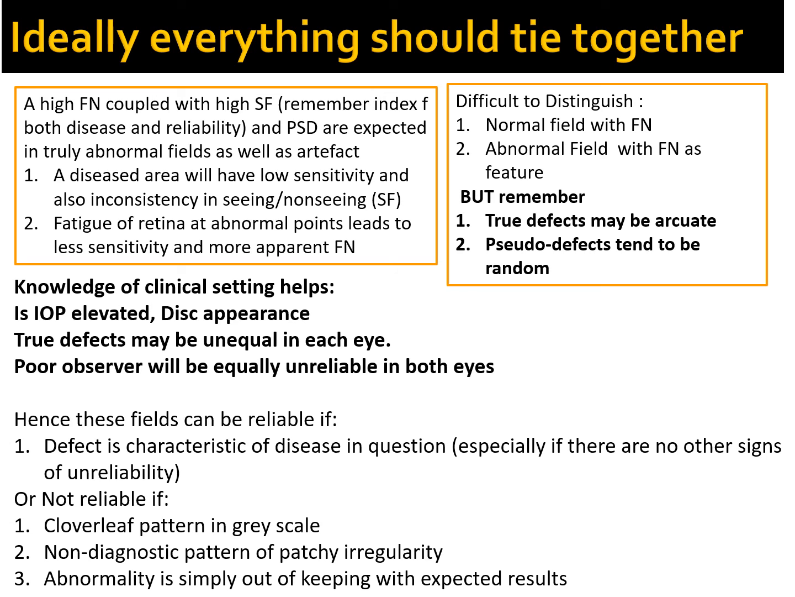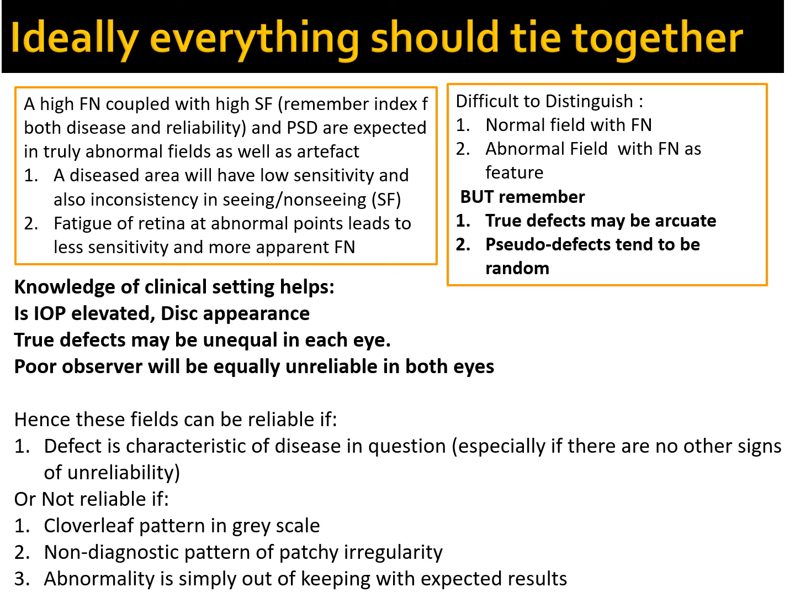So at the end of a field, everything should really tie together. And you have to think about how they all dovetail. A high false negative coupled with a high short-term fluctuation are expected in truly abnormal fields, but also as artifacts. So a diseased retina will have low sensitivity, but a fatigued retina will have abnormal points leading to less sensitivity and more apparent false negatives. So knowledge of the clinical setting helps. If the IOP is elevated, again, back to what I was originally saying, we're clinicians, we're tying it all together. Is IOP elevated? Does the disc appearance look abnormal?